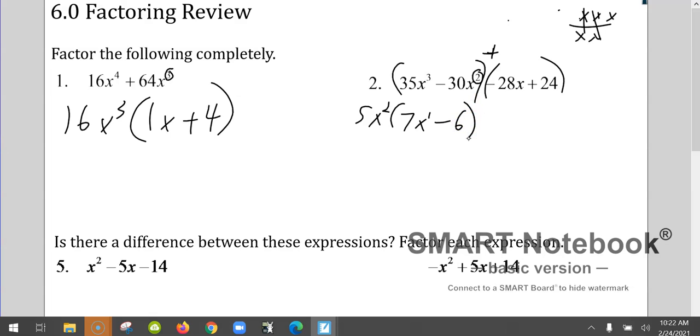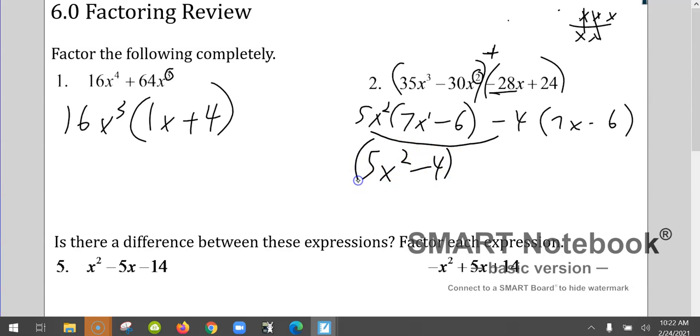Now the beauty of this method is you get to come over here and kind of cheat and know I have to have 7x minus 6 for this to work. So now you just ask yourself, what do I need to divide negative 28 by to get positive 7? And that's negative 4. And you can check 24 divided by negative 4 is negative 6. So now we hook these two up. We get 5x squared minus 4 times 7x minus 6. We only write that once.